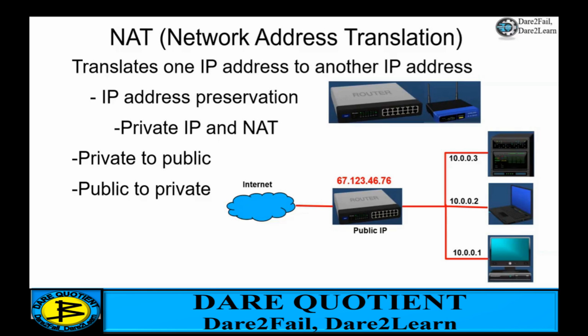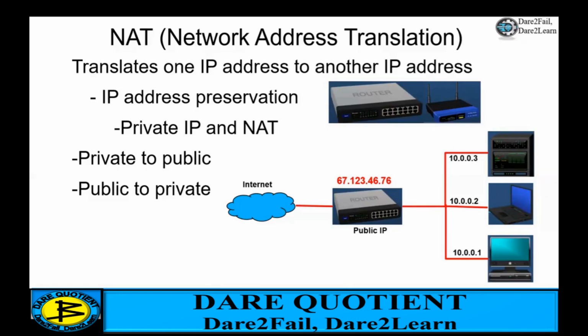NAT works in such a way that you can translate a private IP address to a public IP address, and vice versa. This helps preserve the limited number of IPv4 public addresses. Even though they originally had over 4 billion IP addresses, they didn't foresee the shortage of public IP addresses.